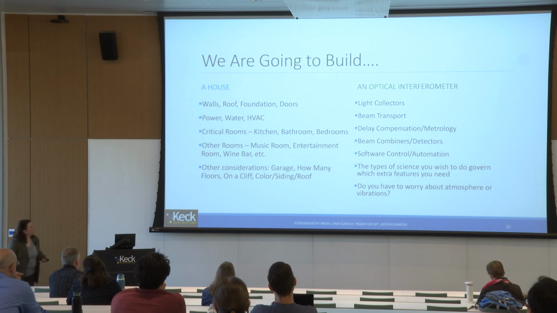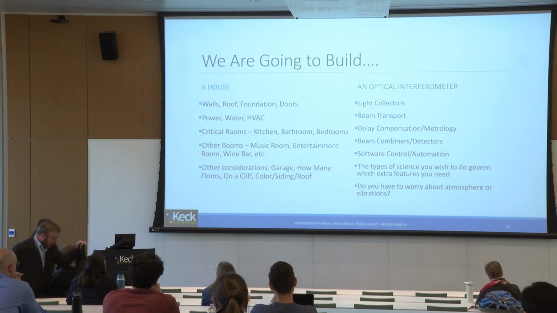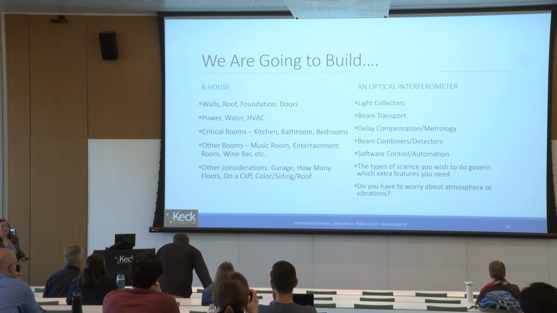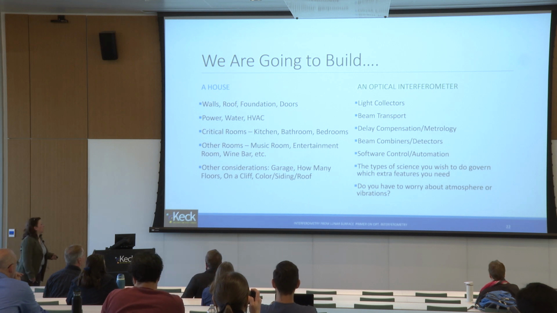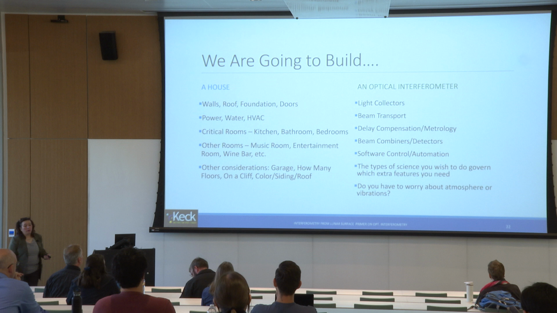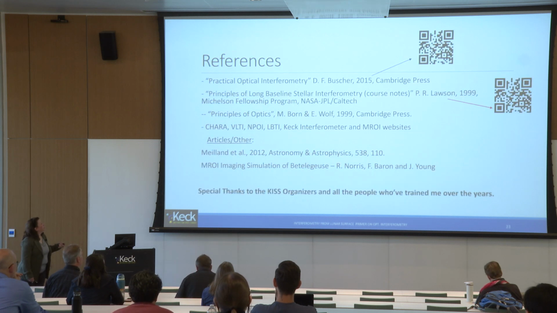We need light collectors, beam transport, delay compensation, metrology to know where everything is sitting, beam combiners and detectors, software control, lots of automation on the moon. And then depending on the particular science that we come up with this week, we're going to have different kinds of science features that will drive different things we need to add. And we probably don't need to worry about the atmosphere, but we may have to worry about other kinds of vibrations or other things that will disturb our system.